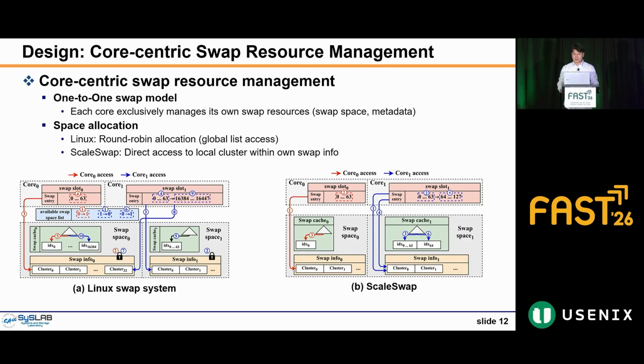Here, we compare how Linux and ScaleSwap manage swap resources. In Linux, swap allocation depends on a global view and shared work, so many cores can touch the same swap metadata. But in ScaleSwap, we use a core-centric design. Each core owns its own swap space and metadata. So most swap operations stay local, and we reduce contention. As a result, allocation no longer requires global coordination. A core can allocate directly from its local swap region instead of touching global lists.